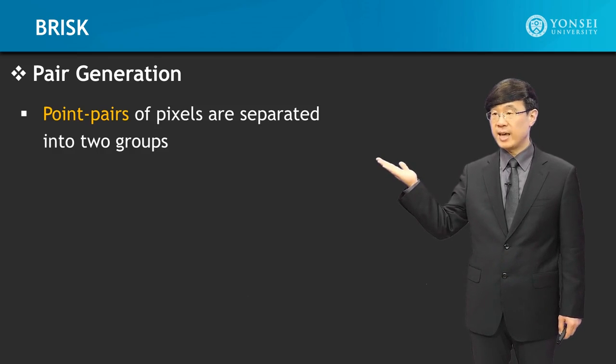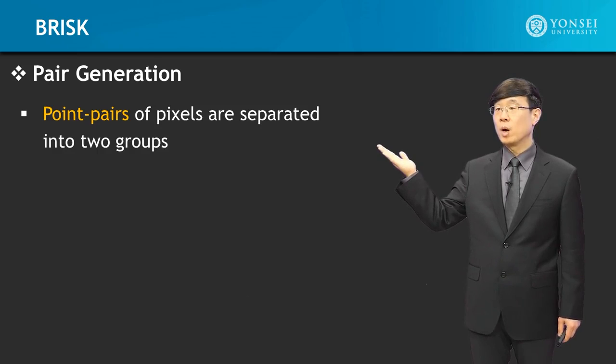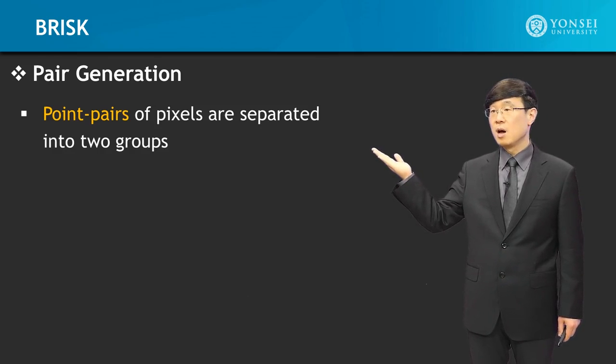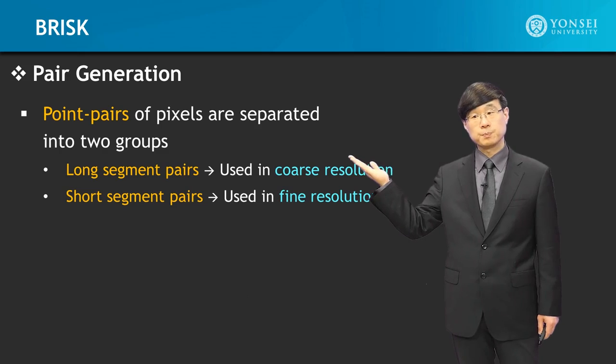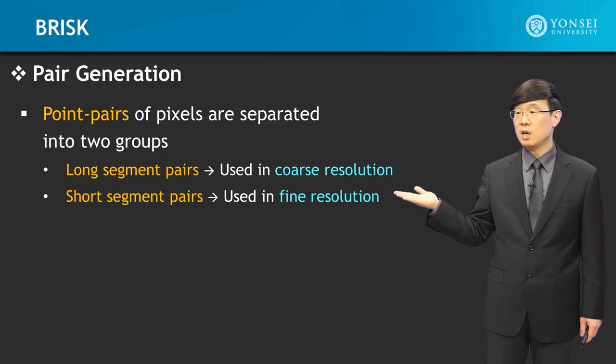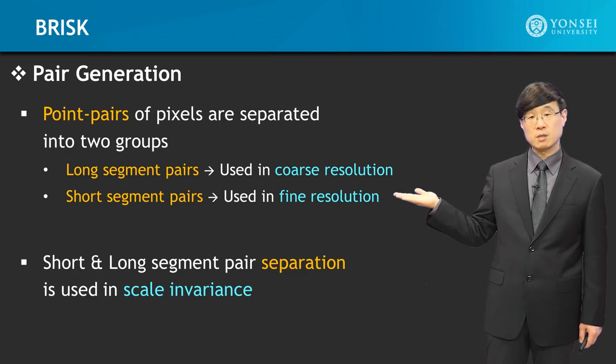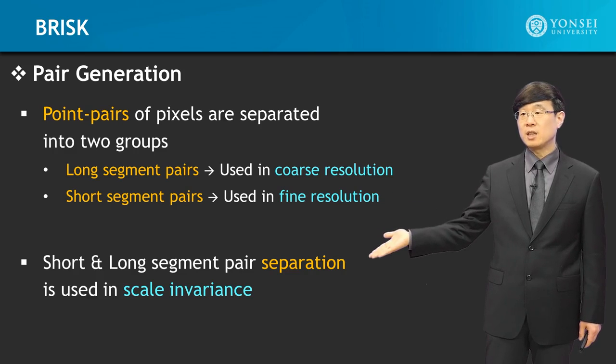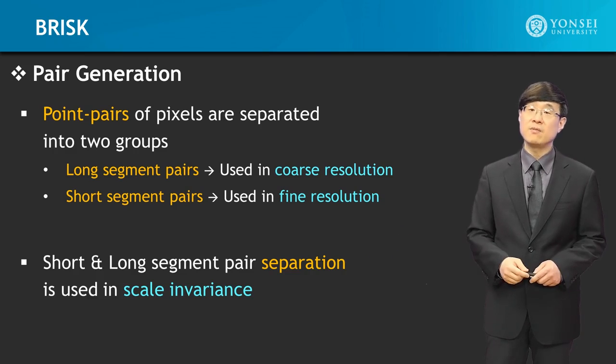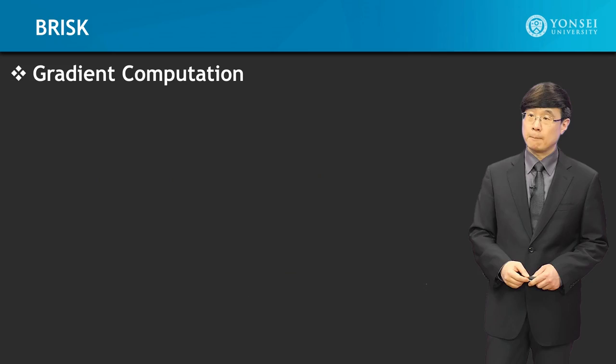Pair generation is then conducted where point pairs of pixels are separated into 2 groups. There are long segment pairs used in coarse resolution. There are short segment pairs used in fine resolution. The short and long segment pair separation is used in scale invariance processing.